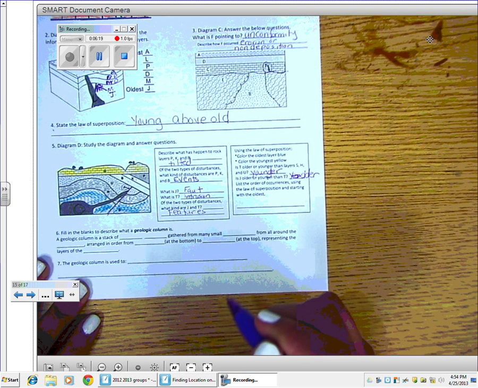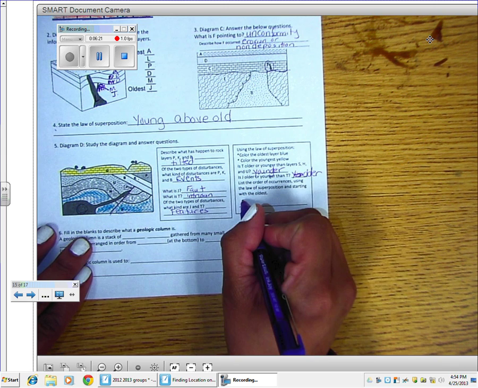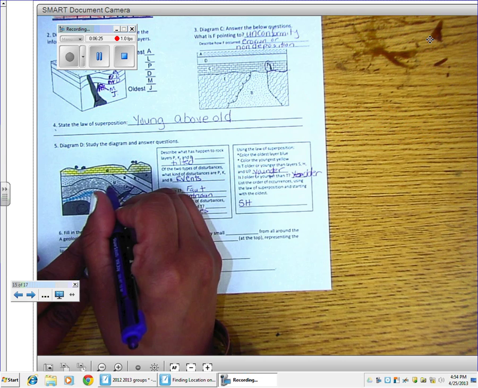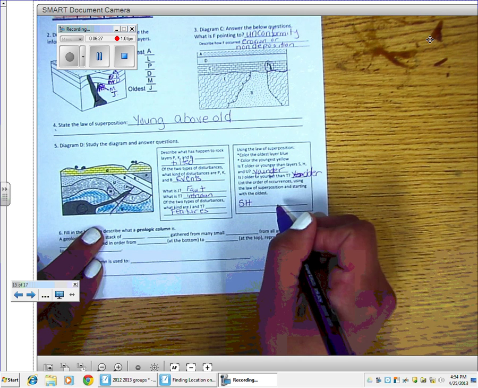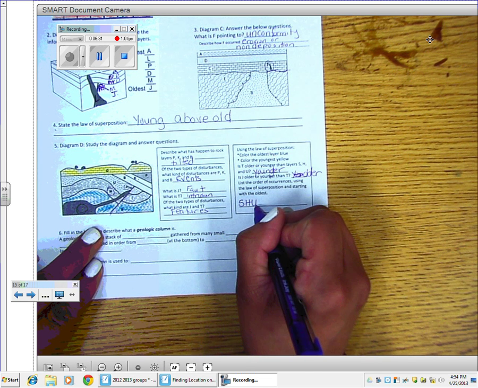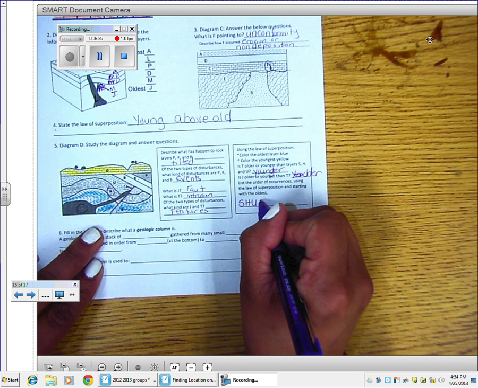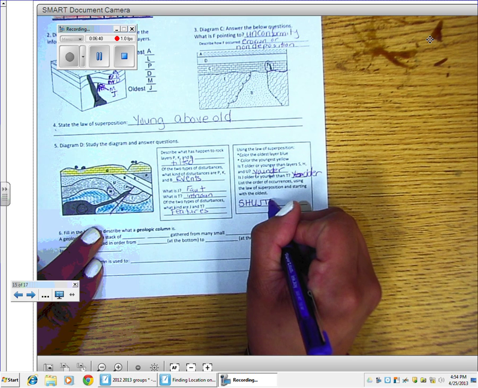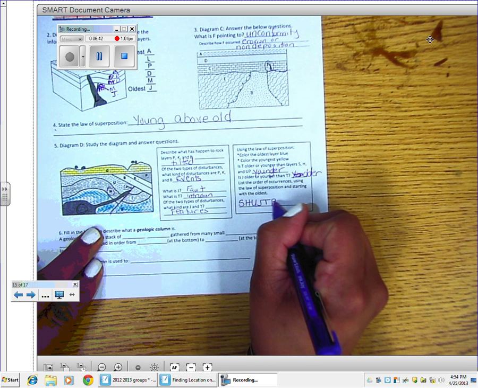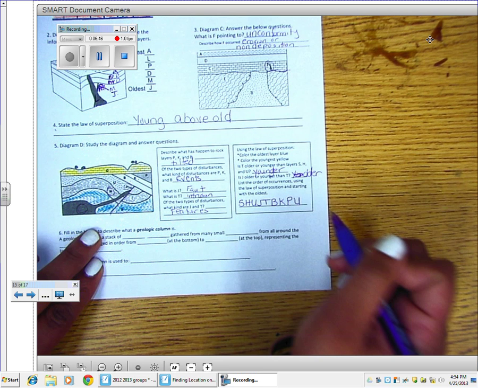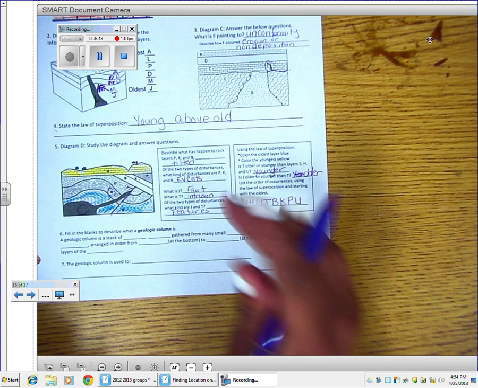List the order of occurrences. So first we have S, then there's H, then there's U, then there's J, because remember J is older, then T, then there's B, K, P, U. All right.